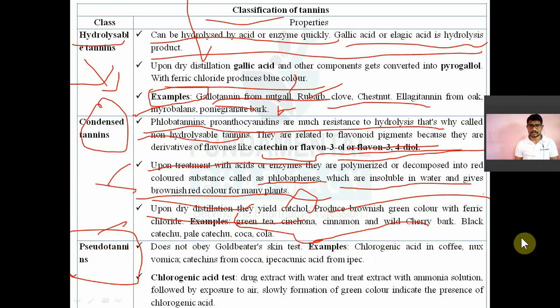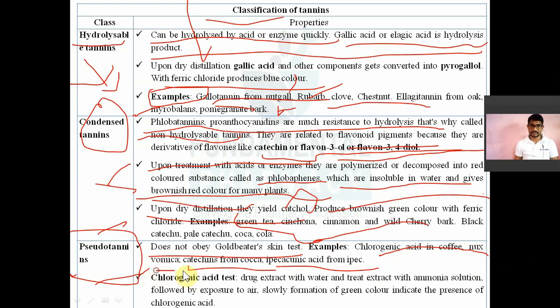They will not obey the gold-beater's skin test. They will not give a positive gold-beater's skin test. Examples of such pseudotannins: chlorogenic acid from coffee and nux vomica. Chlorogenic acid present in coffee and nux vomica is a pseudotannin. Epicatechin is also present in pseudotannins, which will not give a positive gold-beater's skin test.